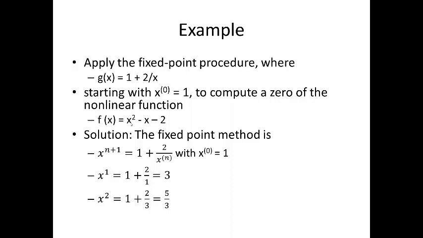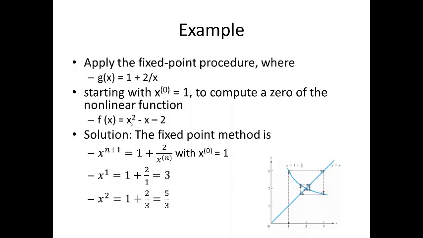So x_1, that's pretty easy. 1 + 2/x_0. So 1 + 2/1 is 3. x_2 is 1 + 2/x_1, which is 3, and that gives us 5/3. And eventually x_8 is going to arrive at 1.994, as you can see on page 148 of the text. Let's take a look at how it's doing that.